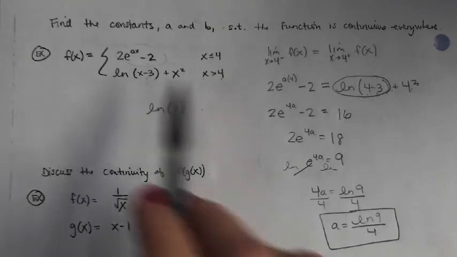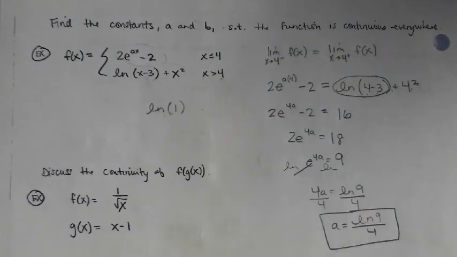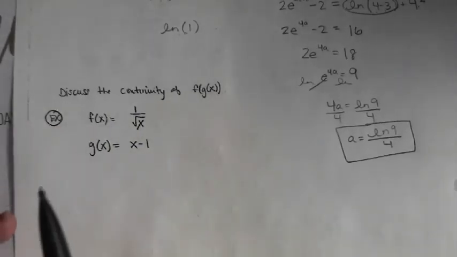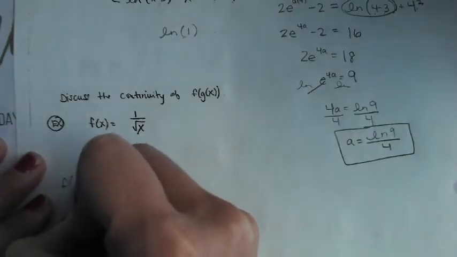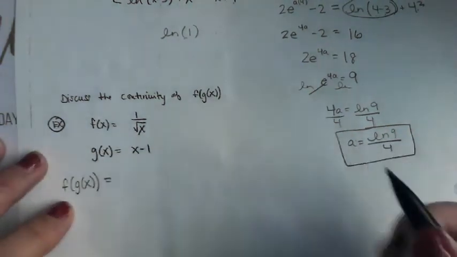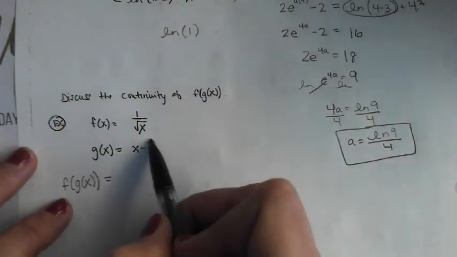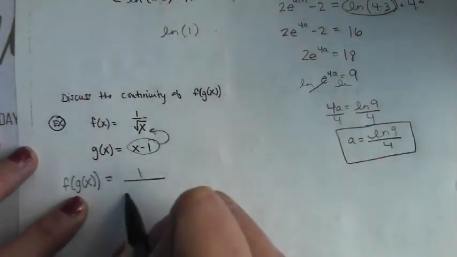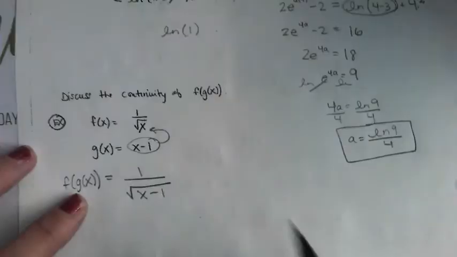Okay, so finding missing values that will make it continuous. That'll make the limit from the left equal the limit from the right. Continuity of a composition. I think it's easiest to just write the new function. So f of g of x equals. And when you're doing compositions, you're literally taking the g of x function, in this case, and plugging it into the f function. So that'll be 1 over the square root of x minus 1.